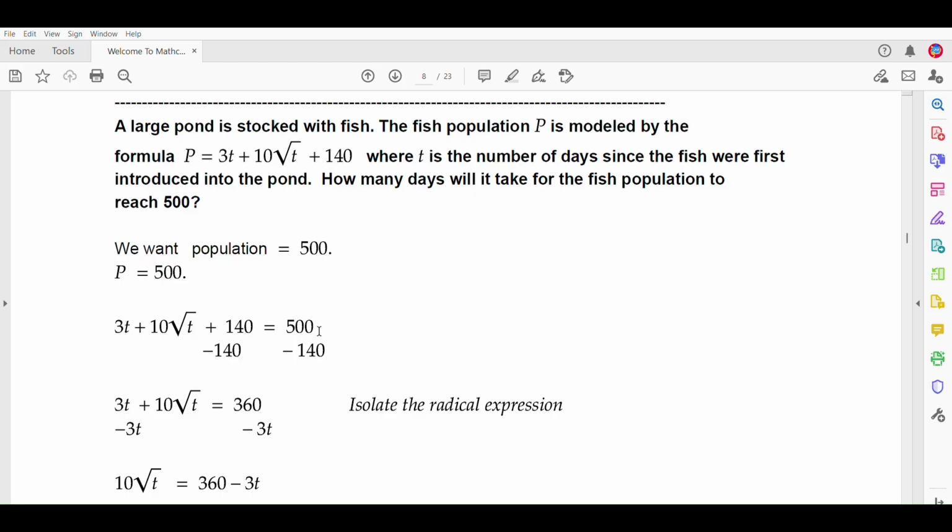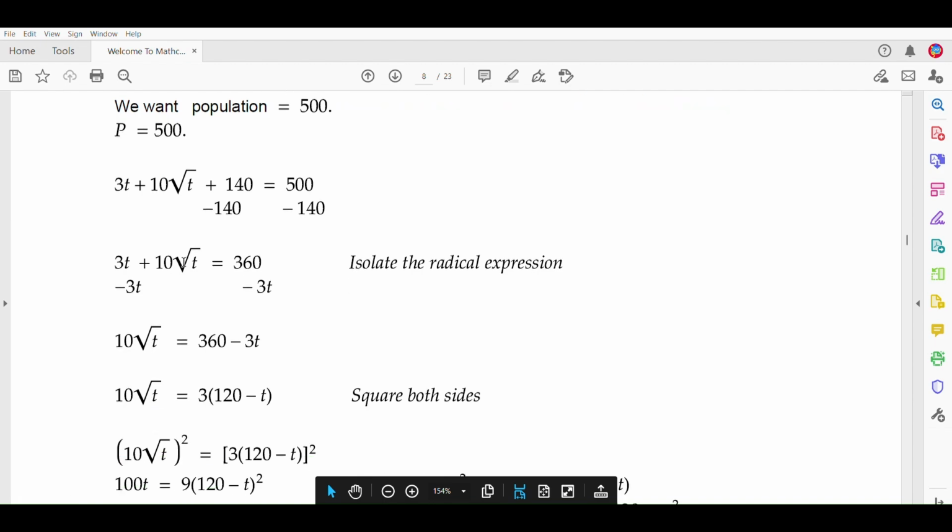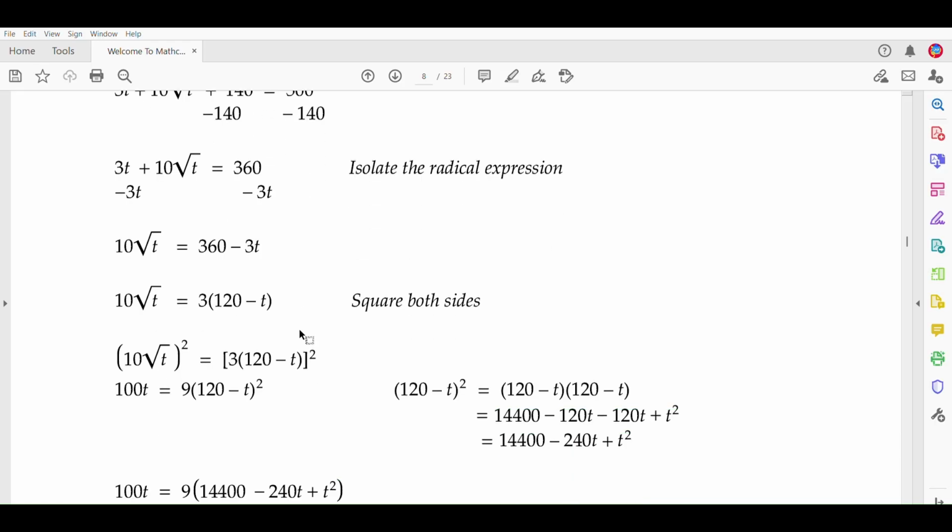So notice I have a radical equation. When you have a radical equation, you have to isolate the radical. So I'll first subtract the 140 from both sides. 500 minus 140 is 360. Now I'll subtract the 3t from both sides. So on the left I have 10 square root t. On the right hand side I have 360 minus 3t. I've simply factored out the 3 because these numbers are rather large. It really doesn't matter. Okay?